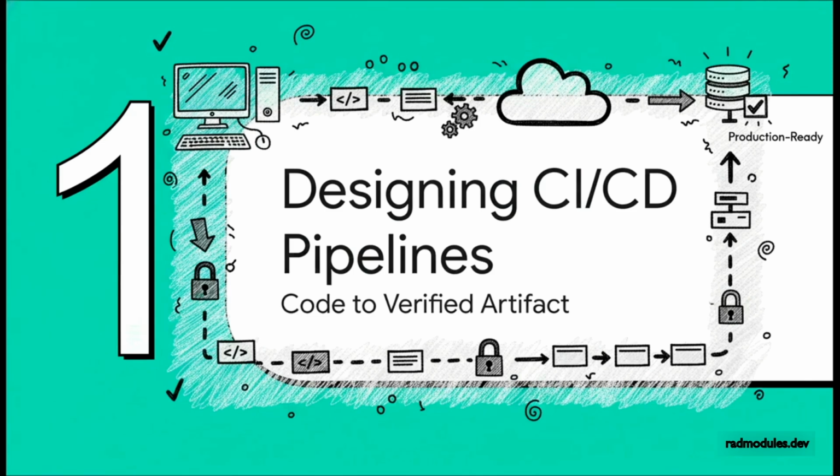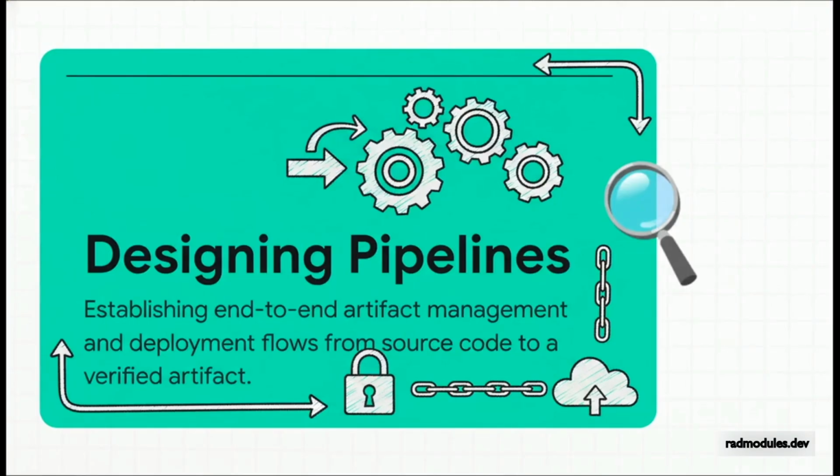Okay, let's start at the very beginning, designing the pipeline itself. This is really the foundation of everything. We're talking about creating that automated, reliable path that takes code from a developer's keyboard all the way to a production-ready, verified artifact. Now, what the exam is really testing here is your ability to architect a complete end-to-end flow.